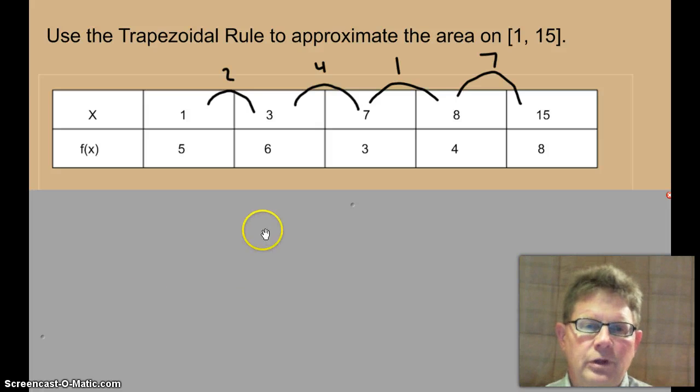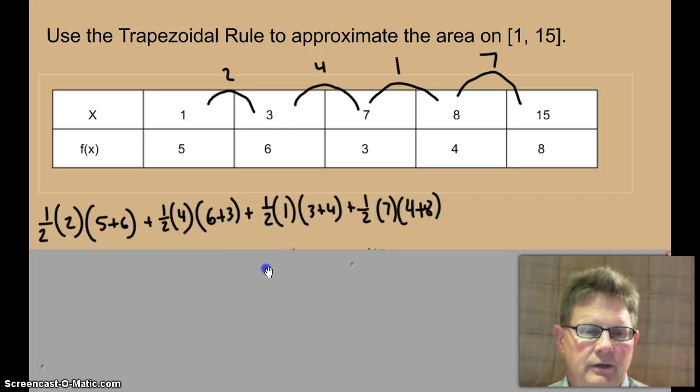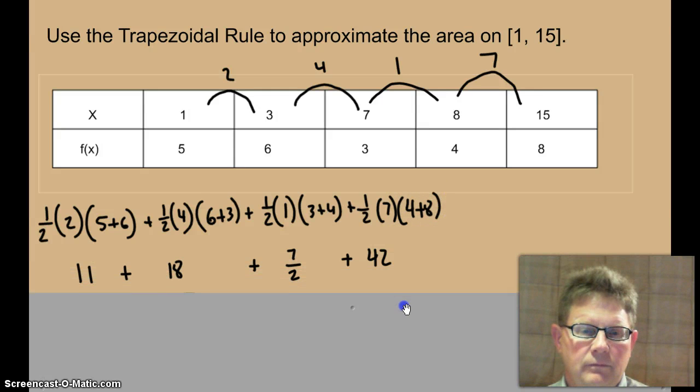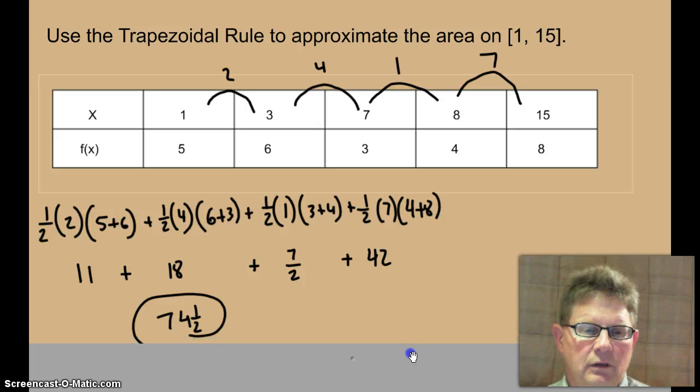Okay, so hopefully you paused it and tried to set up those 4 trapezoids. Right there they are. 1/2 times the height 2 times the sum of the bases, plus 1/2 times the height 4 times the sum of the bases, plus 1/2 the height 1 times the sum of the bases, and 1/2 the height 7 times the sum of the bases, and that ends up being 74.5 for our approximation. This does conclude definite integrals part 1, the trapezoidal rule.